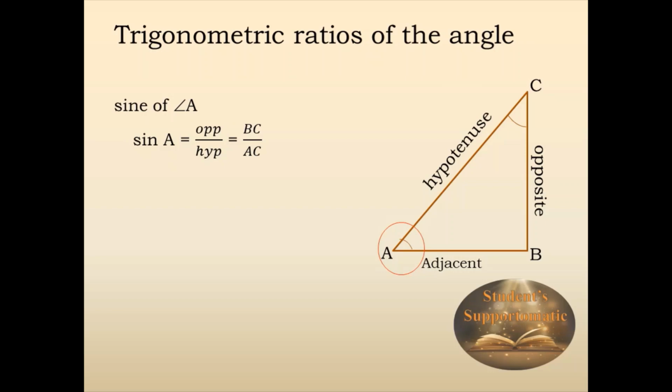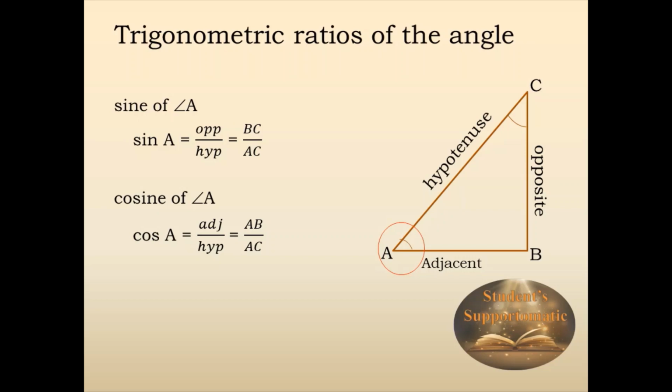The second ratio is cosine of angle A. Cosine of angle A, we'll write as cos A. Cos A is always equal to the adjacent side by hypotenuse side. In the figure, the adjacent side to the angle A is the side AB and the hypotenuse side is AC. Therefore, cos A is equal to adjacent by hypotenuse, that is equal to AB by AC.